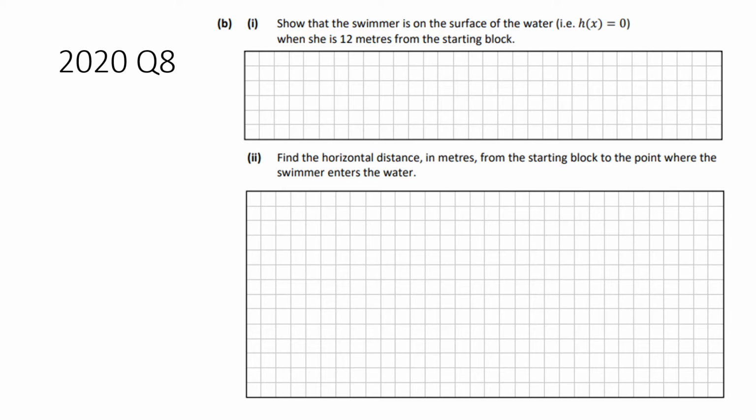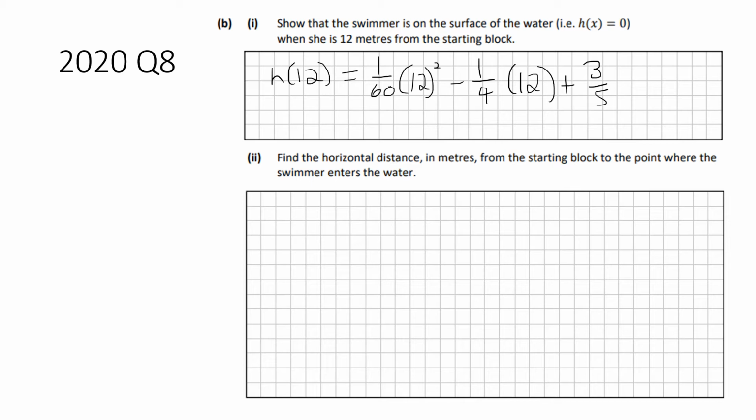Now show that the swimmer is on the surface of the water, where h(x) this time is equal to 0 when she is 12 meters from the starting block. So this time x is the horizontal distance of the swimmer, so x is 12, so we're going to put h of 12 into our function. So that's 1/60 by 12 squared minus 1/4 of 12 plus 3/5, and we want to see what that gives us.